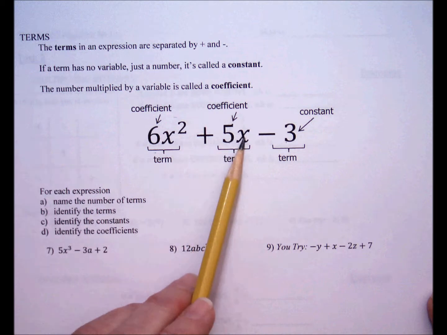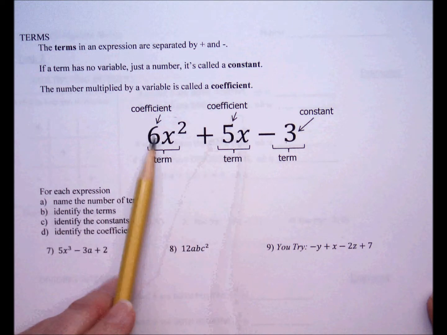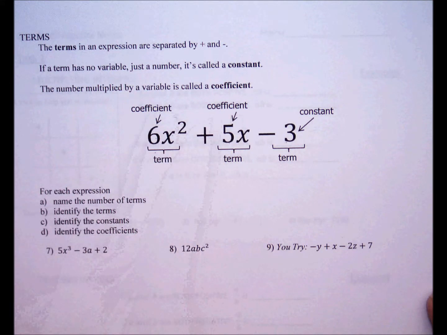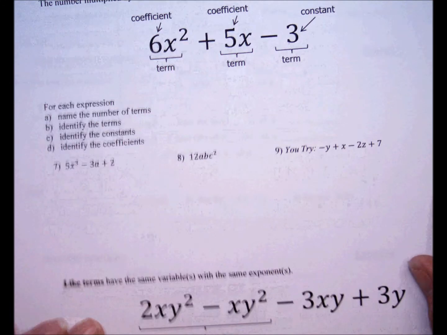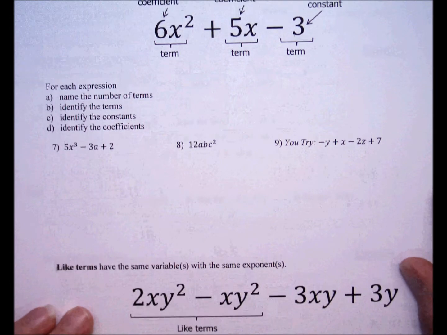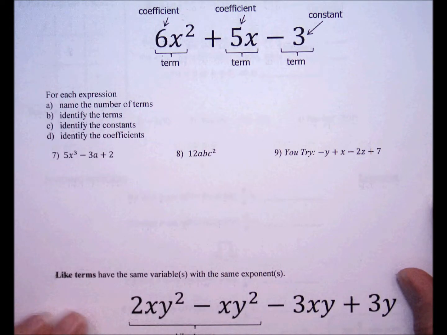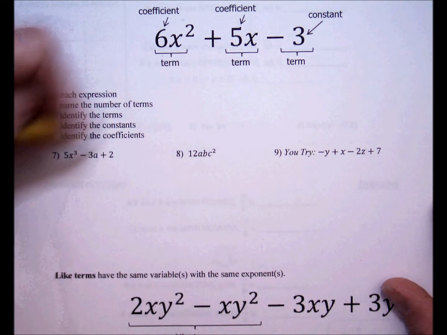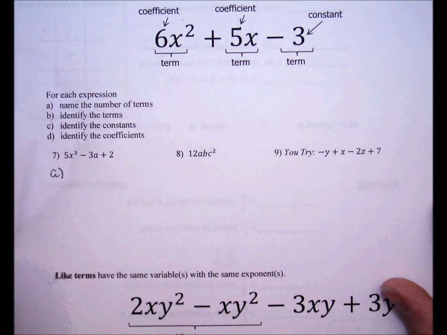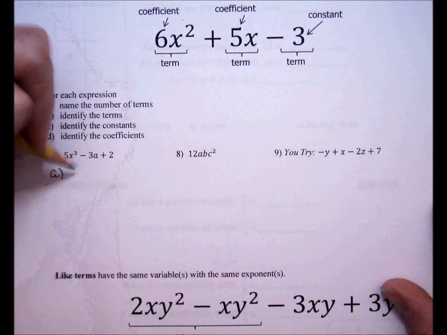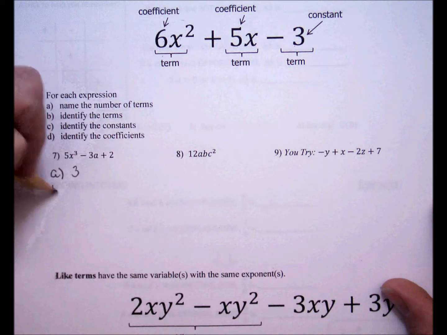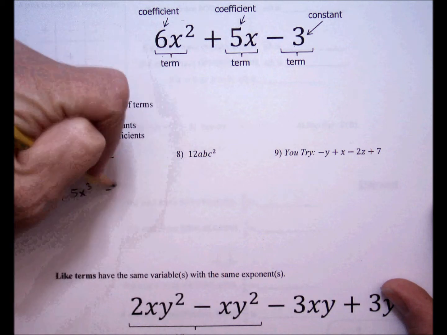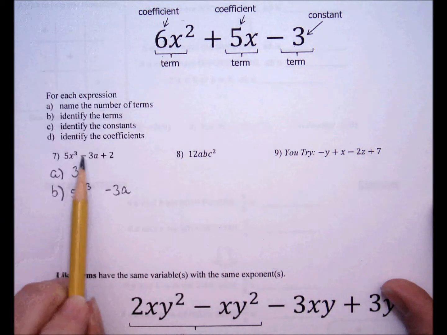But if a term has no variable, it's just a number, then it's called a constant or a constant term. It's a term and it's a constant. The number multiplied by a variable, and here's a number multiplied by a variable, here's another number multiplied by a variable, those are called coefficients. So that's just a little bit of vocabulary, and our exercises here are going to test what we understand about our vocabulary.